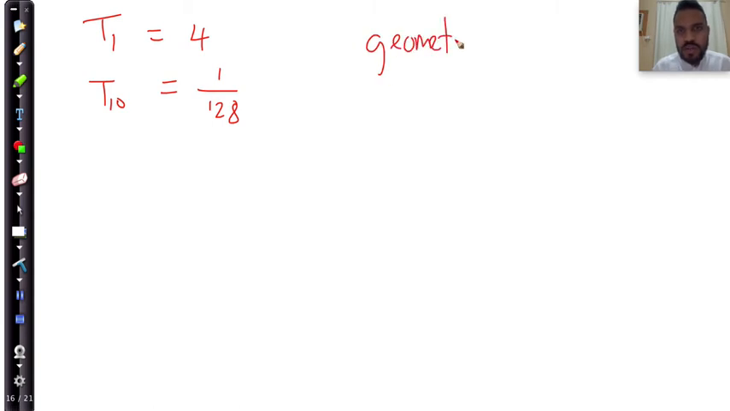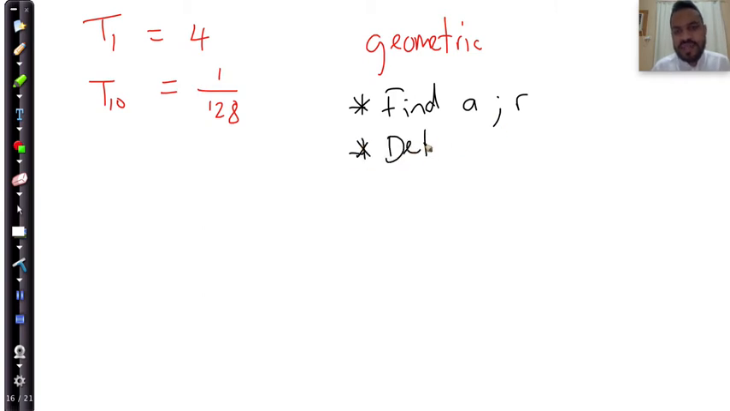So this question will read, in a geometric sequence, term 1 is equal to 4, and term 10 is equal to 1 over 128. Find the value of A and R. So that's the first thing that they may ask you. Find A and find R, right? And then secondly, we can tell you, determine the sequence. And then from there on, it is just a straightforward case 1 sequence, right? And then all the questions that you get in case 1 may follow.